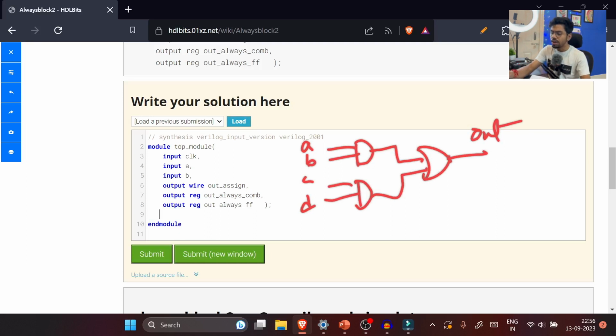Now tell me how things will work. We can give a clock here also, clock control, but I am making things simpler. For now, just assume there are no clock controls. So anytime you give A and B, there would be some delay in our gate. So after some delay, we'll get a result here. We'll get a result here. And then after some other delay, we'll get a final result here, right?